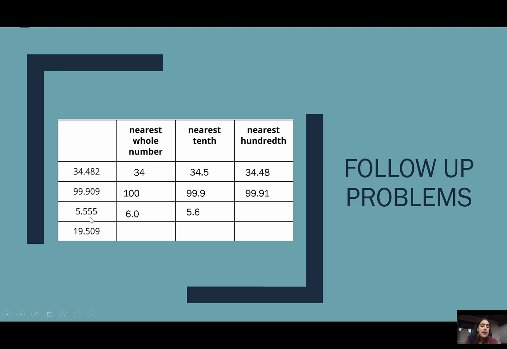So instead of there being 5 hundredths, I'm now going to have 6 hundredths. And the rest of the number, I'm not changing the value of those digits, is going to stay the same. So I have 5 and 56 hundredths.